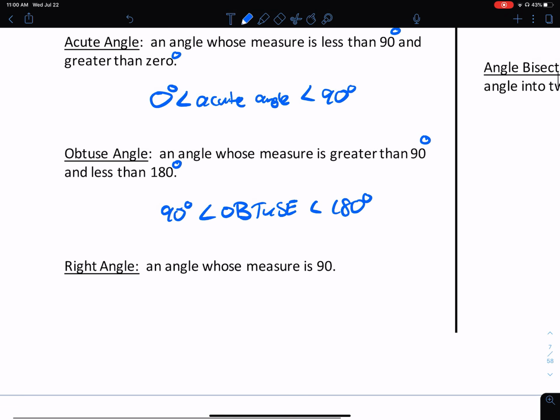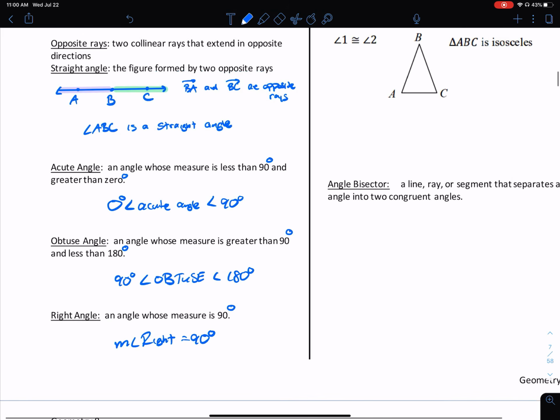A right angle is an angle whose measure is exactly 90 degrees. Acute, between 0 and 90 degrees. Obtuse, between 90 and 180 degrees. A right angle is 90 degrees. What if it's exactly 180? We've already learned that. That's a straight angle. I guess we didn't actually learn it. We discussed it was 180, and we will get to that formally at some point.